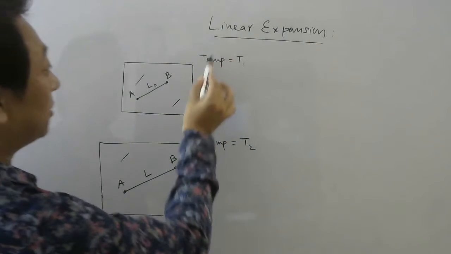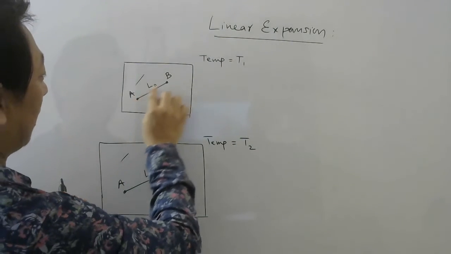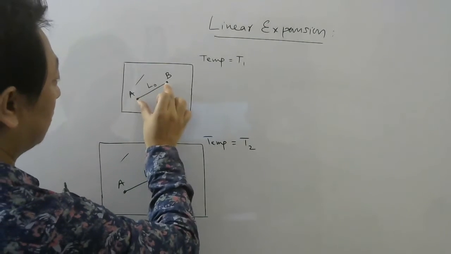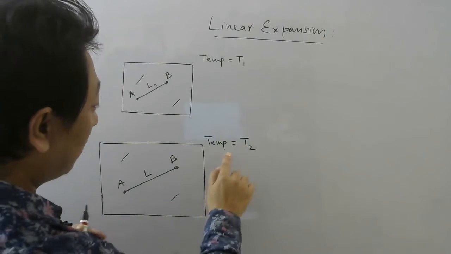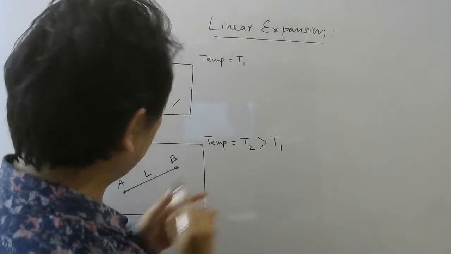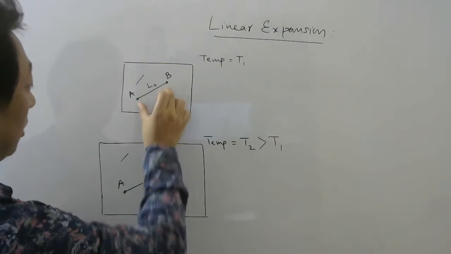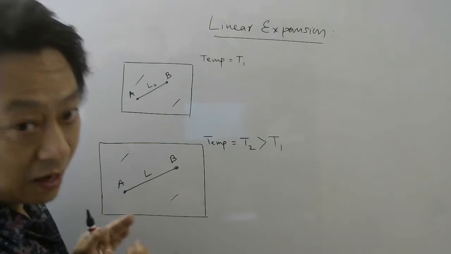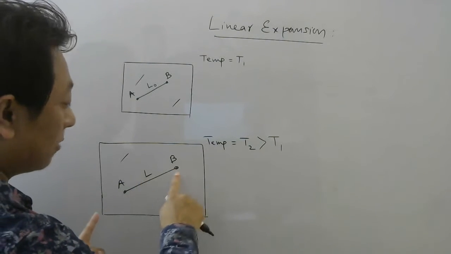So at temperature T1, let us say the distance between 2 points is L naught. So L naught is the length of this part of the body. And when the temperature is increased, so T2 is greater than T1, I am assuming, the whole body will expand. So the distance between any 2 points will increase, right? So now the new length is L between A and B.